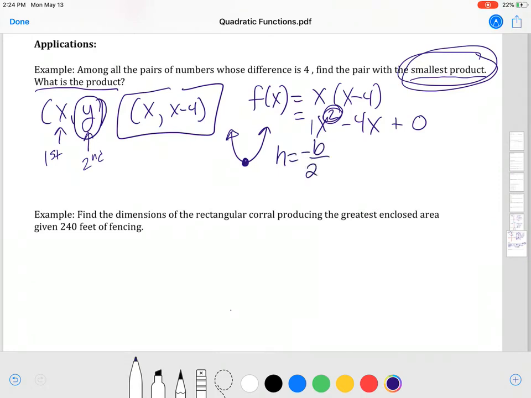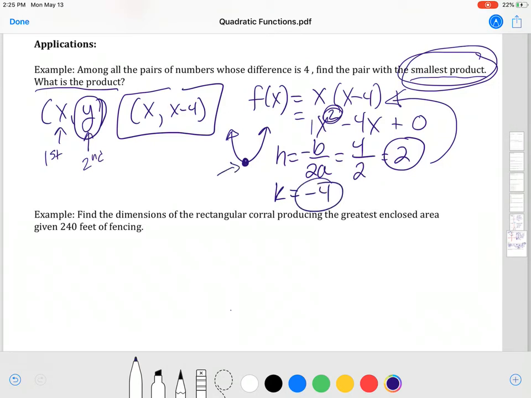So I'm going to use my vertex formula. So I have minus b over 2a. My b is negative 4, so I have a negative negative 4. That's a positive 4. Over 2a, which is 2 times 1, which is 2. So my h is going to be 2. Now I have to plug back in to find my corresponding value of k. When I plug the 2 in, that's going to give me 2 times negative 2, which is negative 4. So my vertex is going to be at the point (2, negative 4).